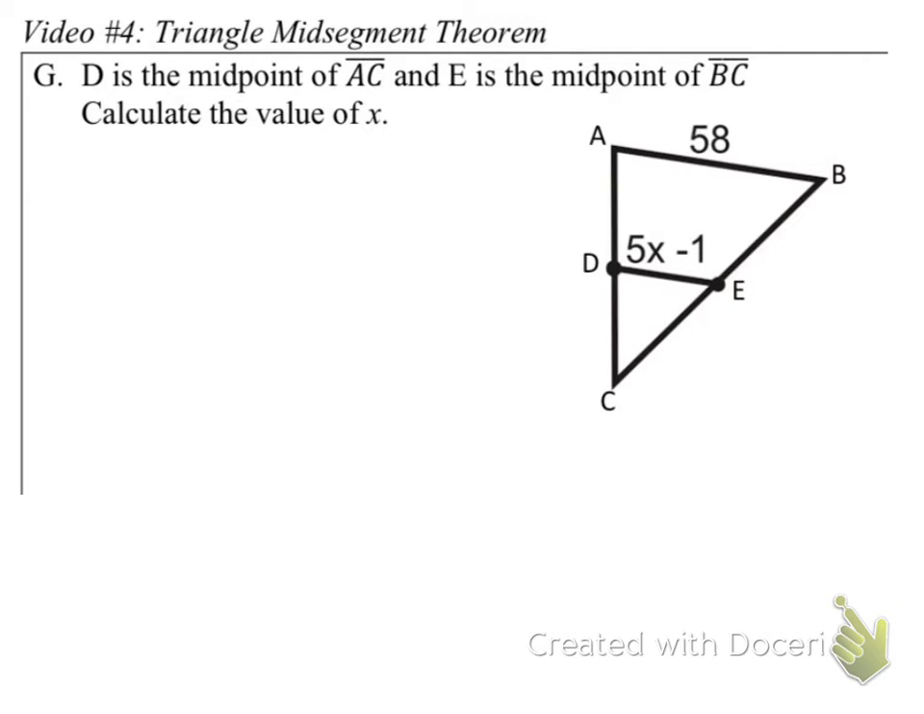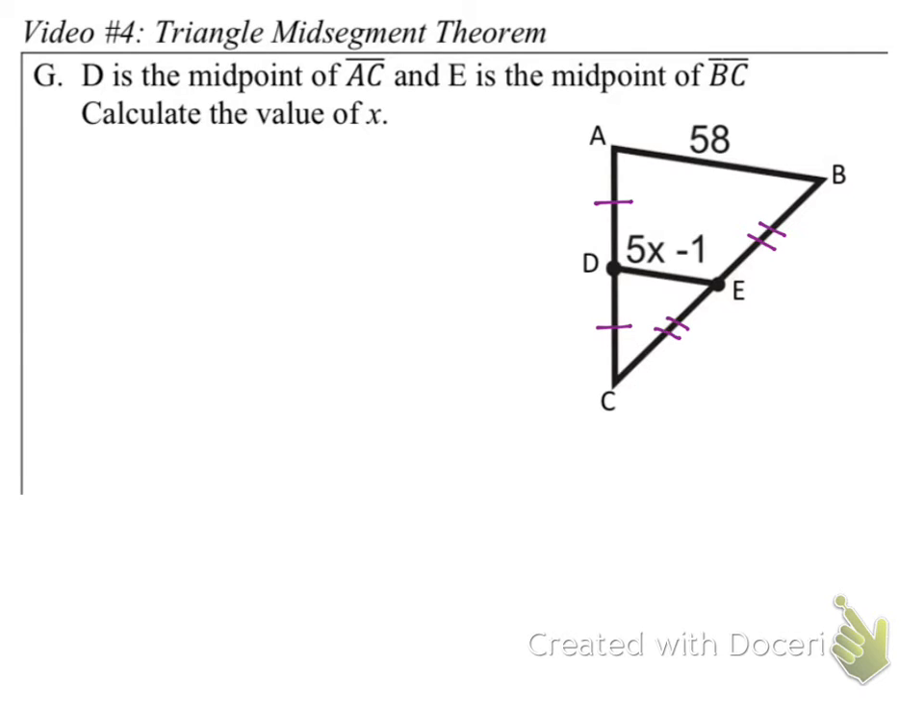If it's the midpoint, then the distance from D to A and the distance from D to C are going to be the same. Likewise, E is the midpoint of BC, so the distance from E to B is the same as the distance from E to C. We have a midsegment here.